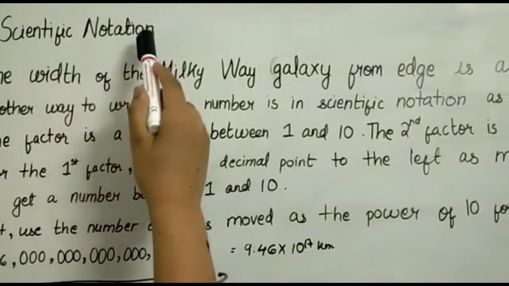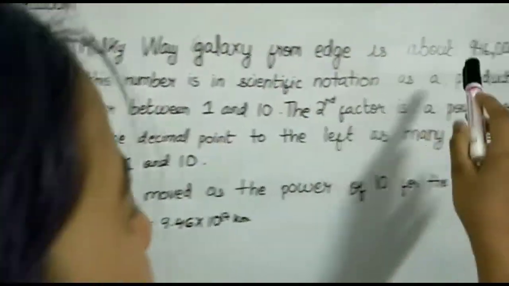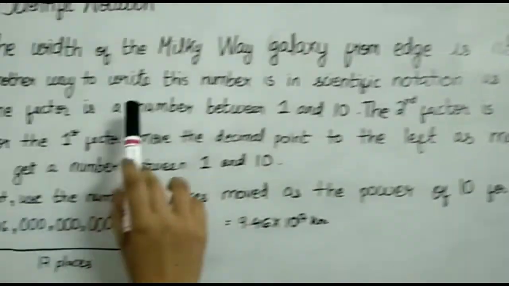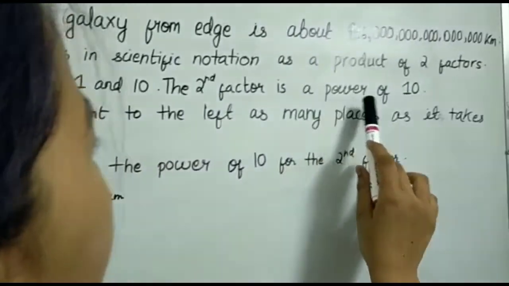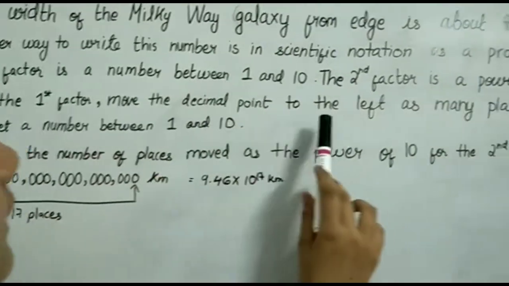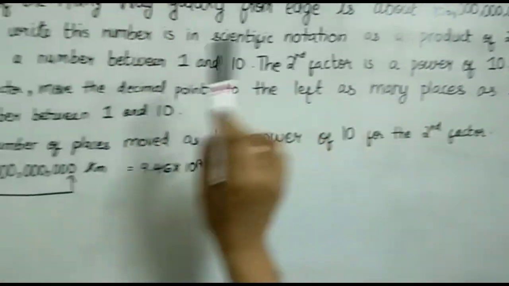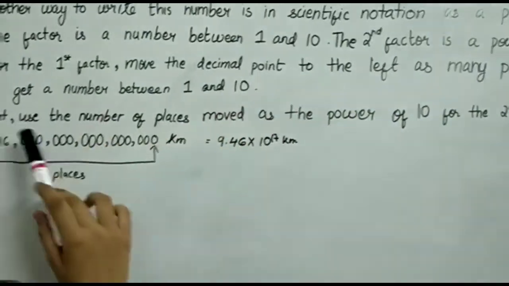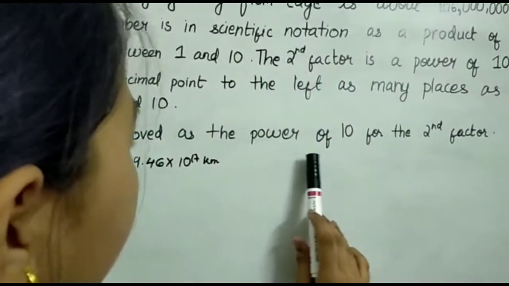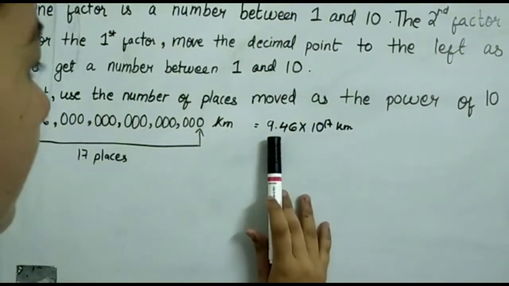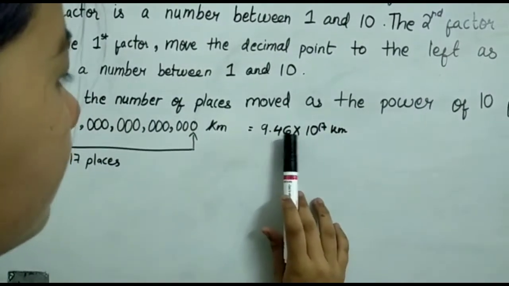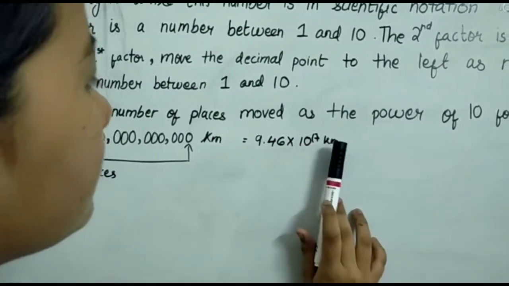Study about scientific notation. The width of the Milky Way galaxy from edge to edge is about this many kilometers. Another way to write this number is in scientific notation as a product of two factors. One factor is a number between 1 and 10. The second factor is a power of 10. For the first factor, move the decimal point to the left as many places as it takes to get a number between 1 and 10. Next, we use the number of places moved as the power of 10 for the second factor. And the answer is 9.46 × 10^17 kilometers.